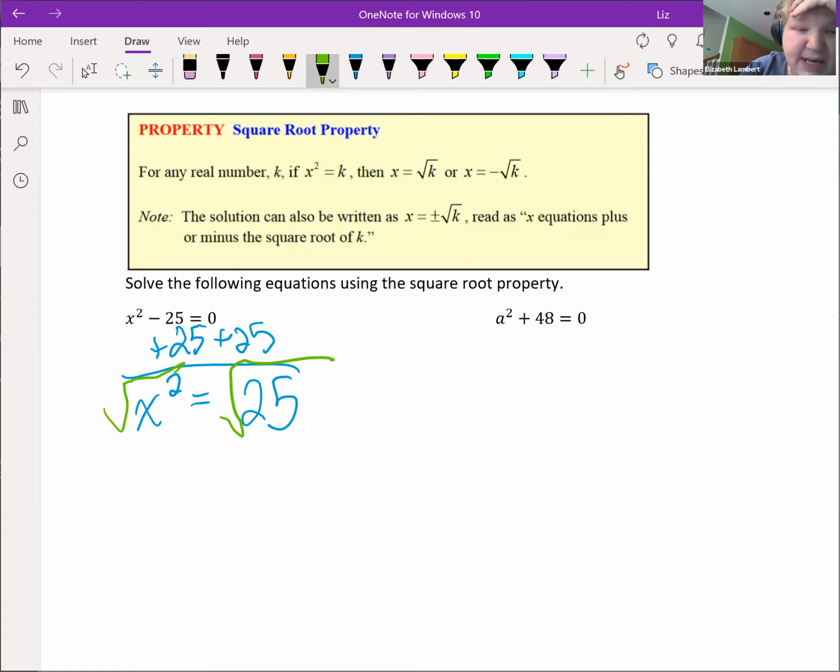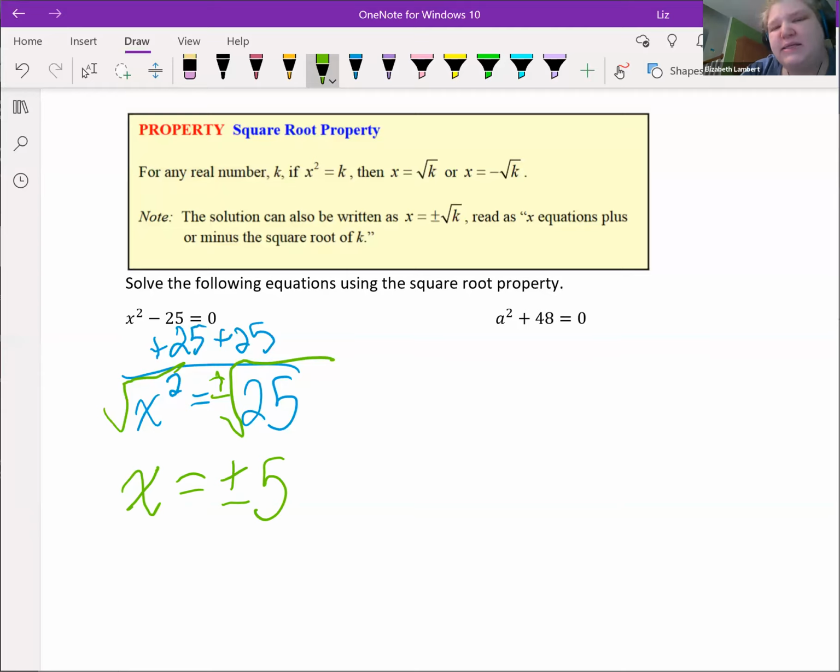Whatever I do to one side, I do to the other, with the caveat that one of the sides needs a plus or minus. And you can split it right then as x equals positive square root of 25, x equals negative square root of 25, and then go from there. And there's some problems where that may be beneficial. Here, I'm just going to be lazy. Plus or minus, and the square root of 25 is 5.